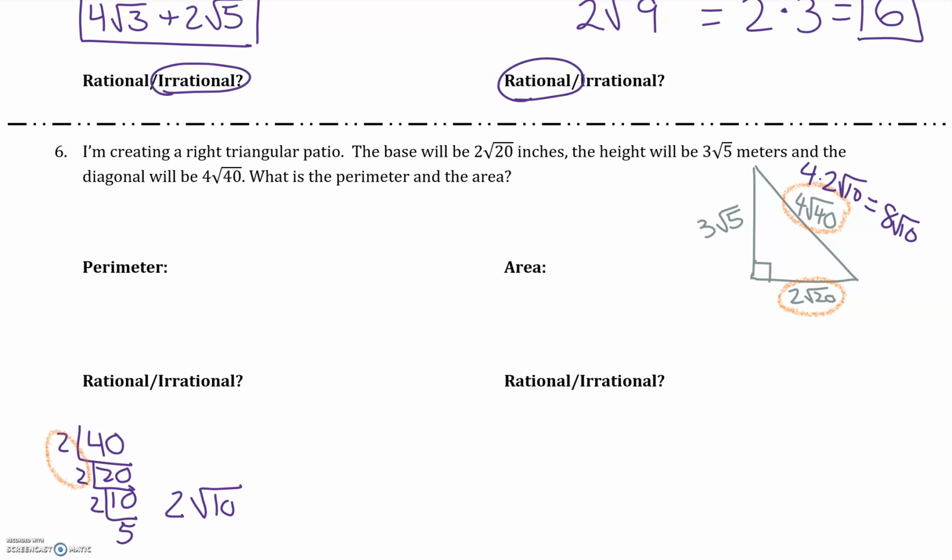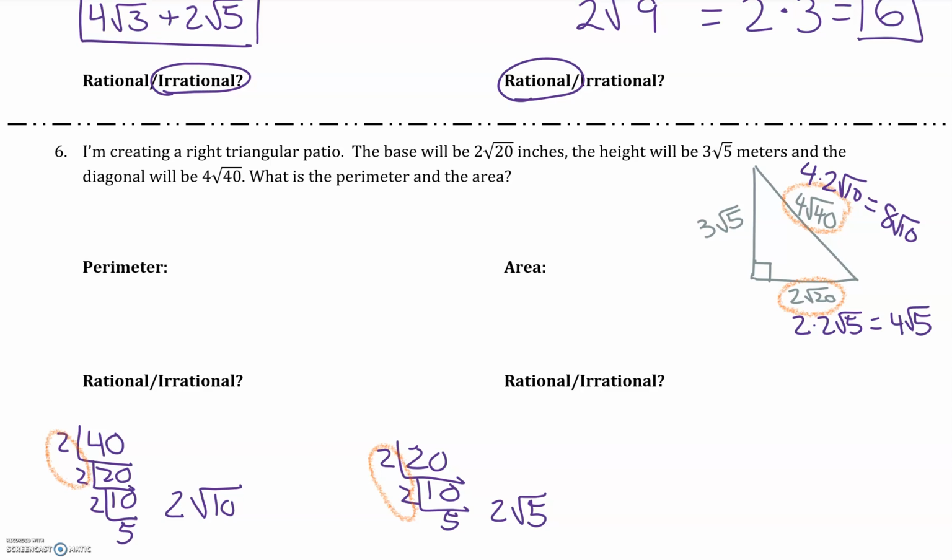We're going to do the same thing for the 2 square root 20. So we're going to take the 20 and break it down. 2 and 10, 2 and 5. So we have a pair of 2's, and then that 5 left over. So we get a 2 and then the 5 left under the radical. Now we're replacing the square root of 20 with 2 square root 5, so this becomes 4 square root 5.